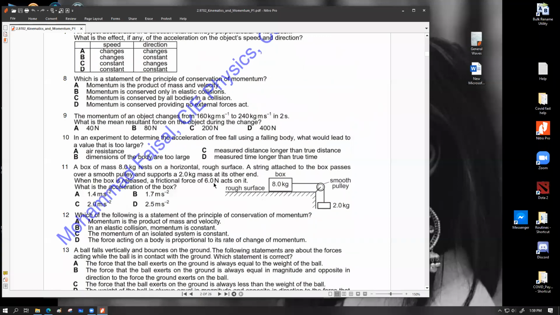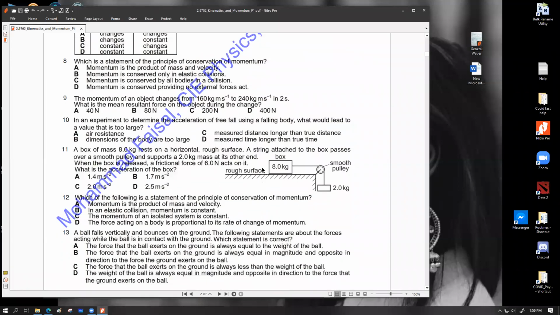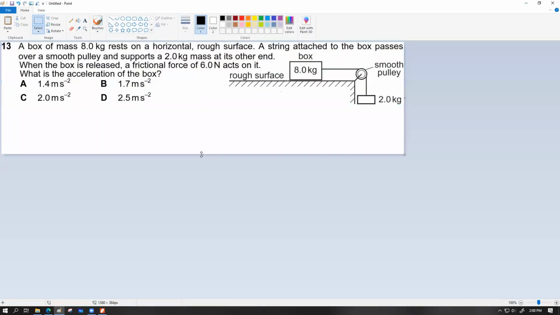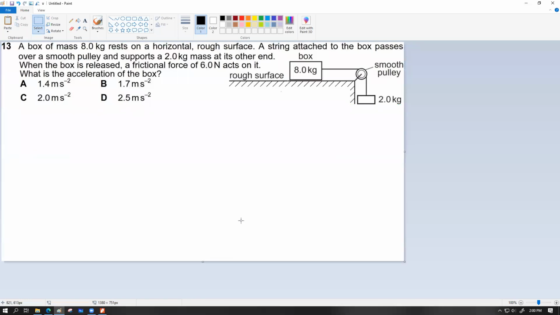Yeah, number 11 is a nice question. It's a good one, you might want to star mark this question. I'll explain this question piece by piece. Have a look. A box of mass 8 kg rests on a horizontal rough surface. A string attached to the box passes over a smooth pulley and supports a 2 kg mass at its other end. When the box is released, a frictional force of 6 Newton acts on it. What is the acceleration of the box?